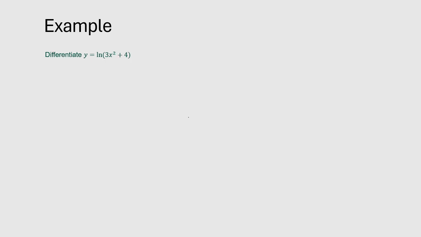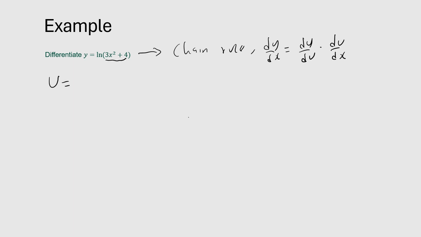So let's look at this example. We have y equal to ln(3x squared plus 4). If you look at this one, we also have to use the chain rule, which says dy over dx equals dy over du times du over dx. So using this chain rule, we have to find our u. Our u is our inner function, which is 3x squared plus 4.